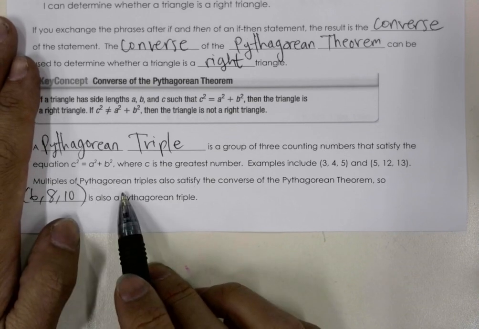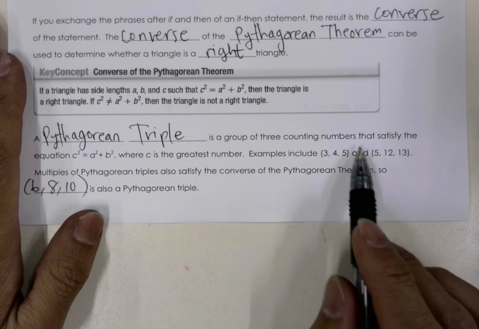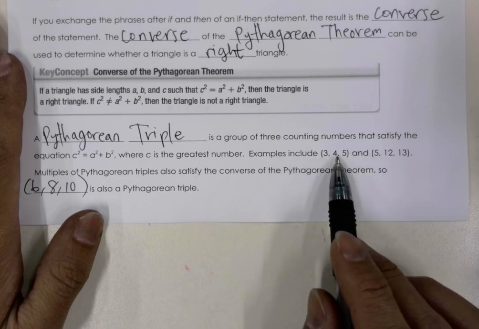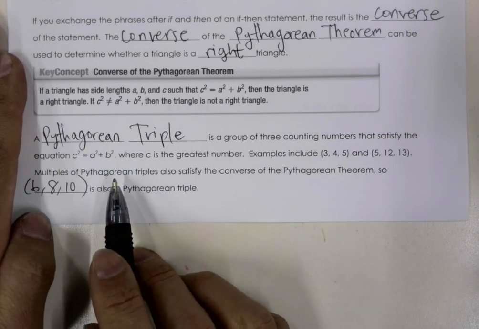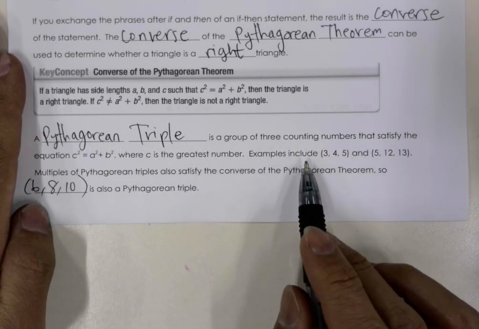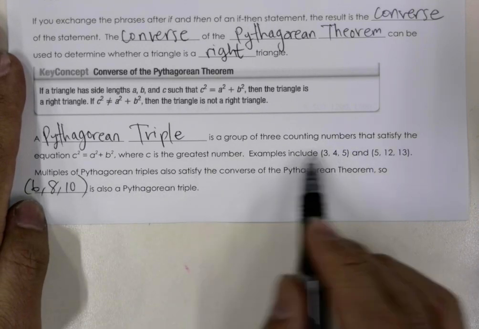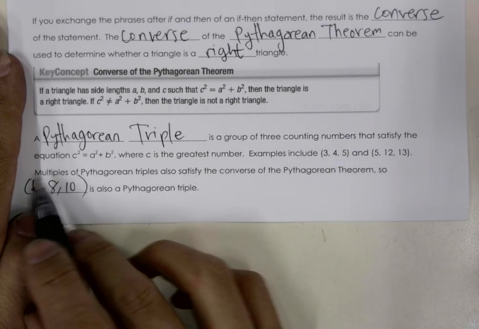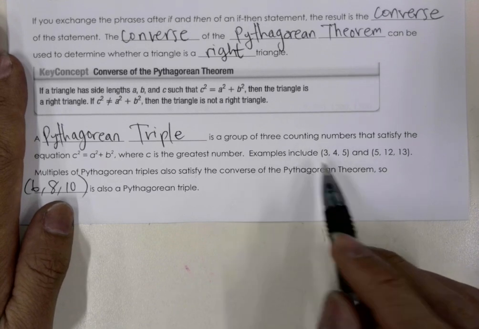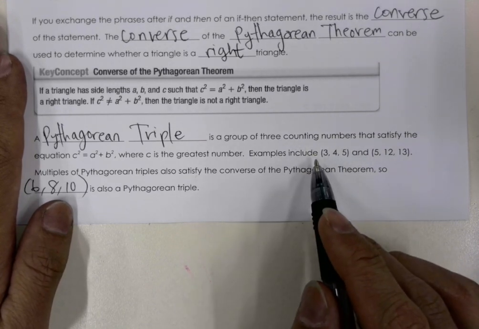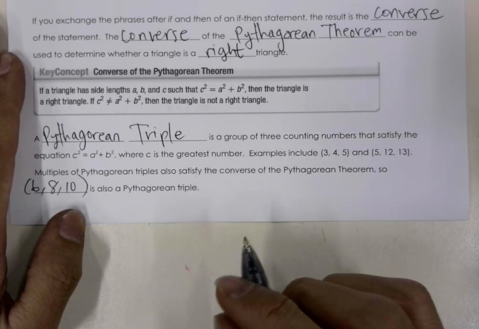But also the multiples of Pythagorean triples also satisfy the converse Pythagorean theorem. So if we have these 3 sides, the 3, 4, and the hypotenuse of length 5 satisfying the Pythagorean theorem, then multiples of these values also satisfy. So 2 times 3, 6, 2 times 4, 8, and 2 times 5, 10 also satisfy the Pythagorean theorem. We can do that with any number. You can multiply each of these numbers by 5, and those sides will also satisfy the Pythagorean theorem.